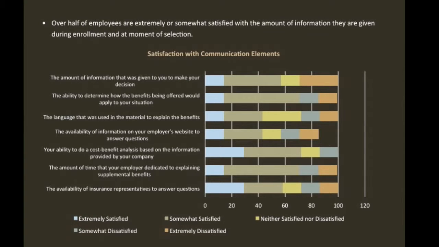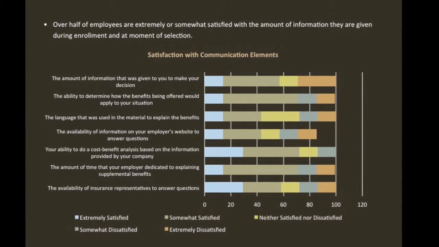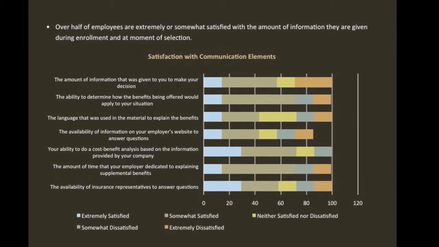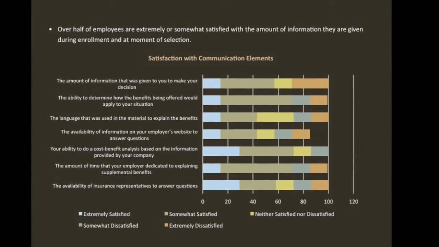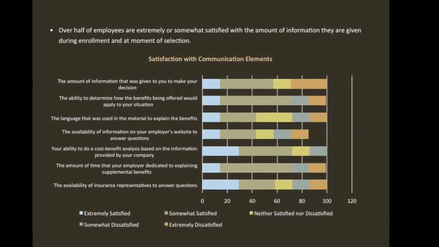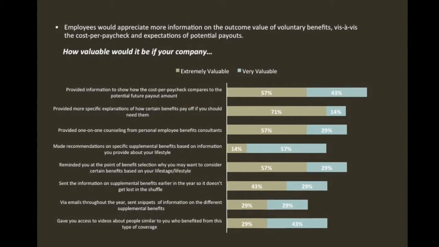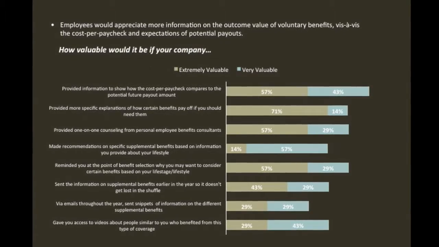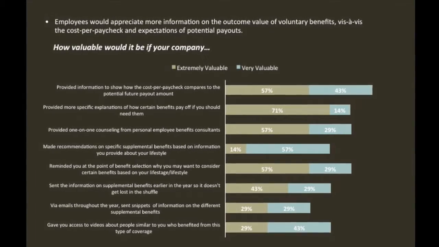On to communication and how it's perceived. Over half of employees are extremely or somewhat satisfied with the amount of information they're given during enrollment and at the moment of selection. I find that quite interesting simply because many people who were surveyed said that they find these voluntary benefits somewhat confusing, and they're not sure what they mean in the long run. Also, employees would appreciate more information on the outcome value of the voluntary benefits, meaning the cost per paycheck and the expectation of the potential payout.